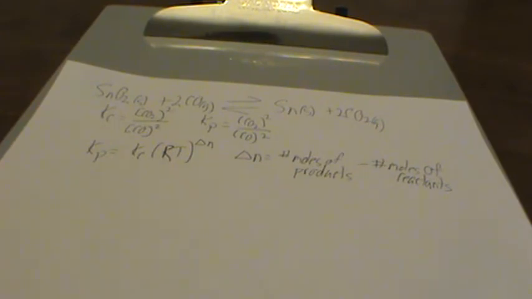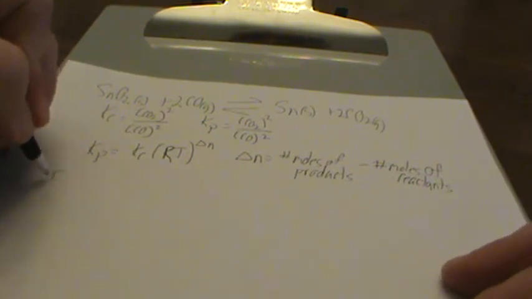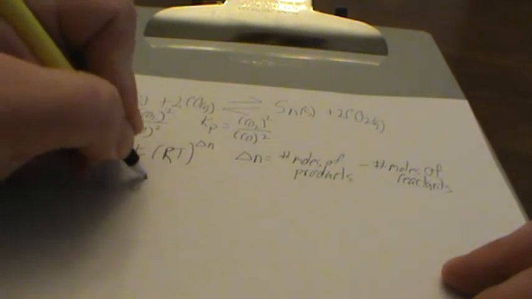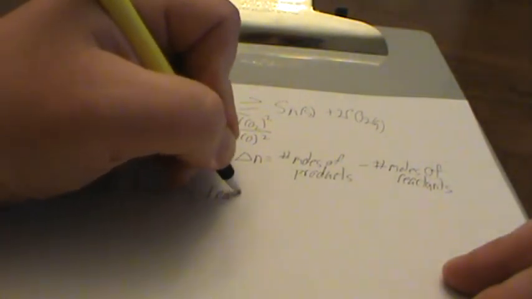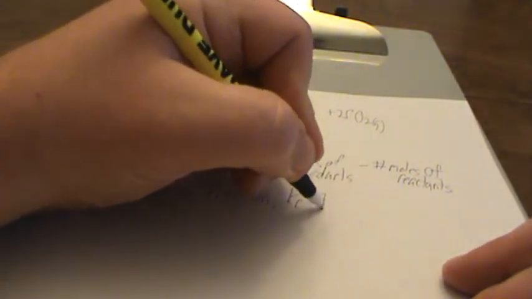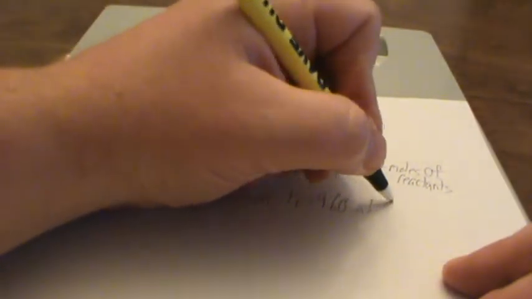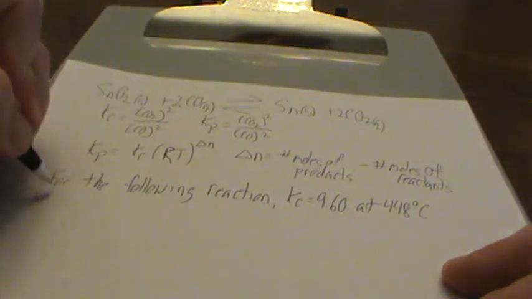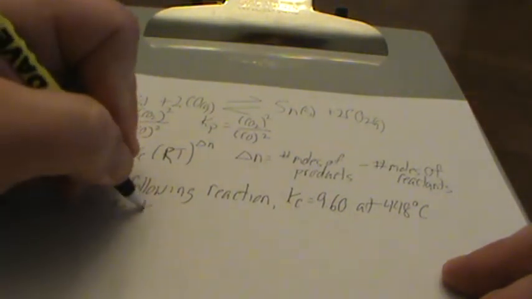So let's look at an example of this. For the following reaction, Kc is equal to 9.60 at 448 degrees Celsius. What is the Kp?